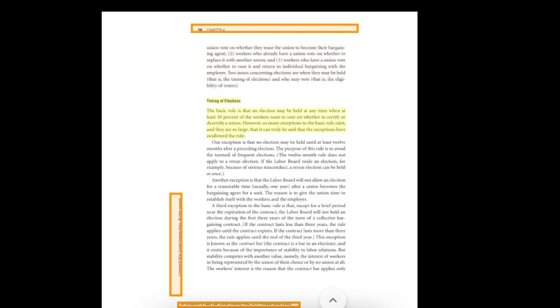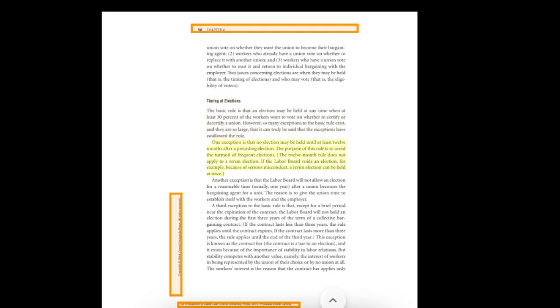The basic rule is that an election may be held at any time when at least 30% of the workers want to vote on whether to certify or decertify a union. However, so many exceptions to the basic rule exist, and they are so large, that it can truly be said that the exceptions have swallowed the rule.